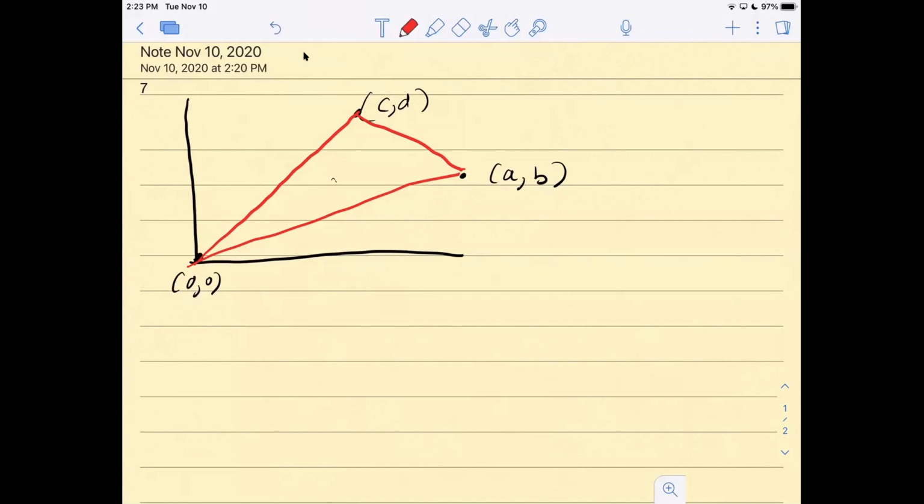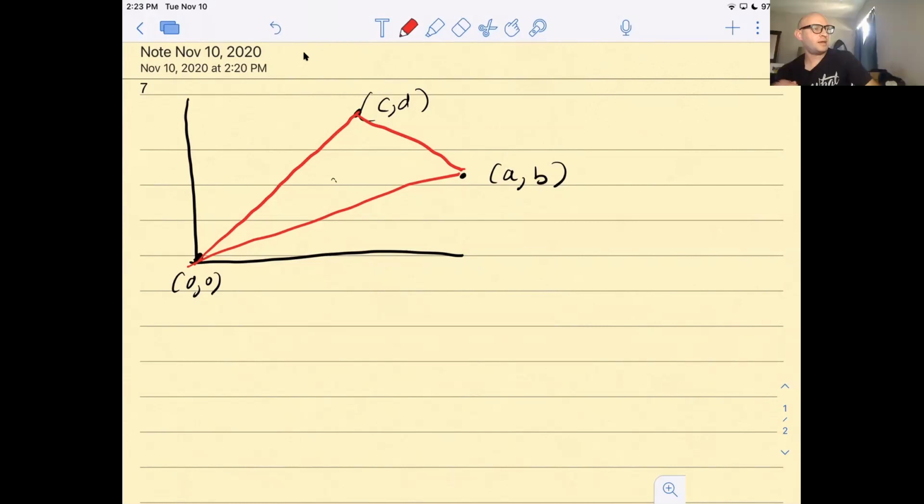All right. If you guys want to work all together, share some ideas, that'd be awesome. And I can kind of watch as you're writing and sharing thoughts. And so the goal is to come up with a formula for the red triangle in terms of A, B, C, and D.